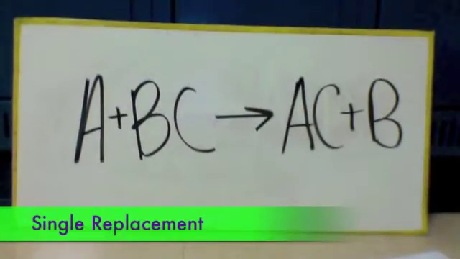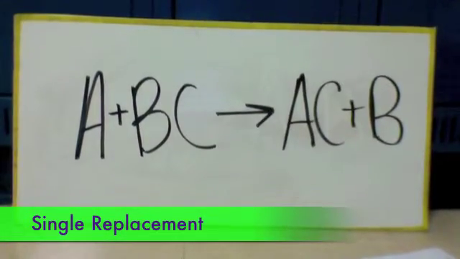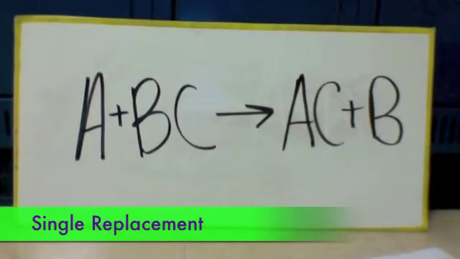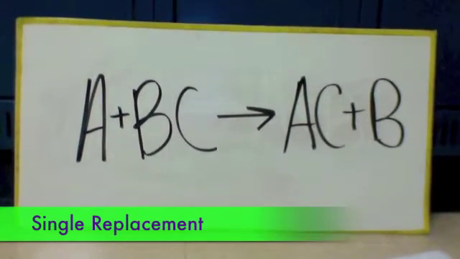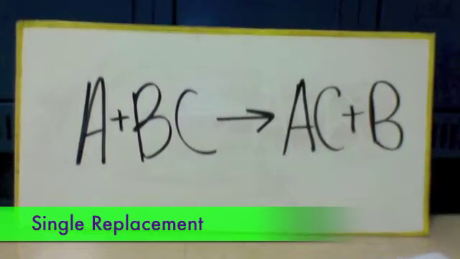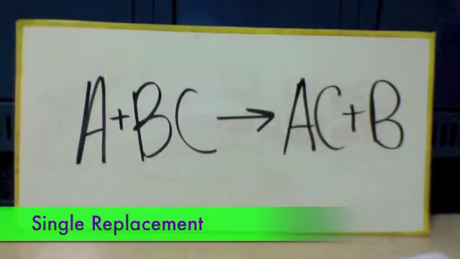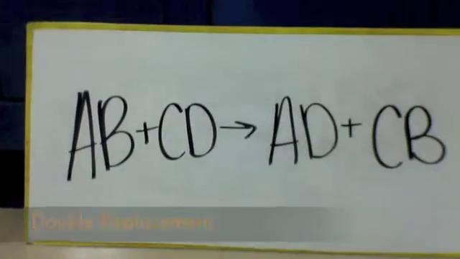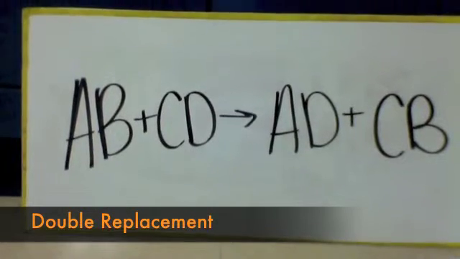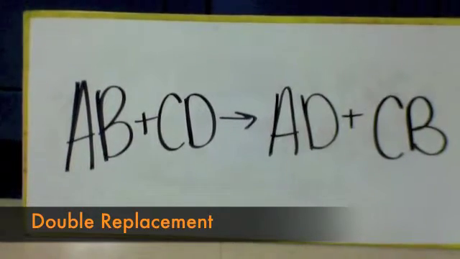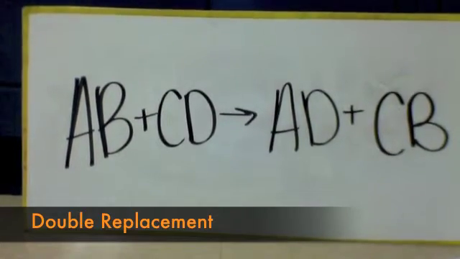In a single replacement, there is 1 lone element that adds with a compound, and yields the product. To get the product, you have to look at the activity series on your packet. In a double replacement, there are 2 compounds added on the reactant side. To get the product, you just have to flip the elements from each equation.